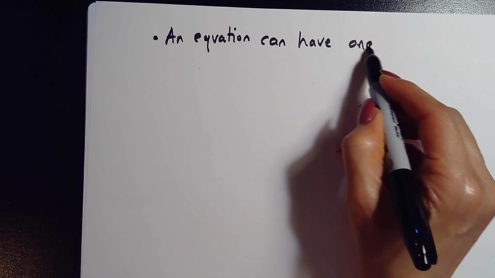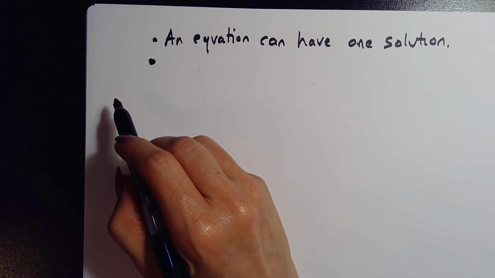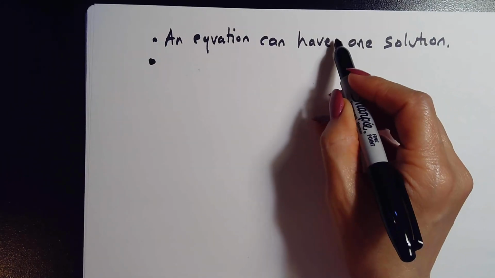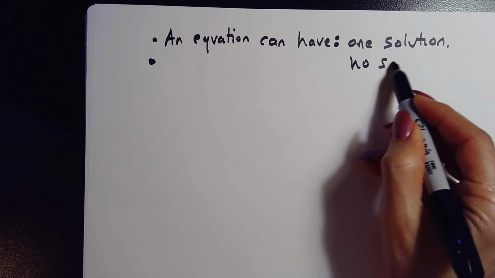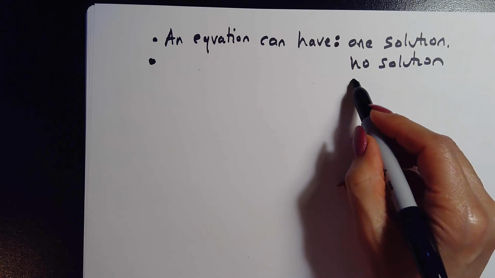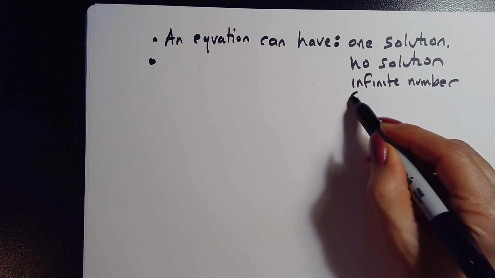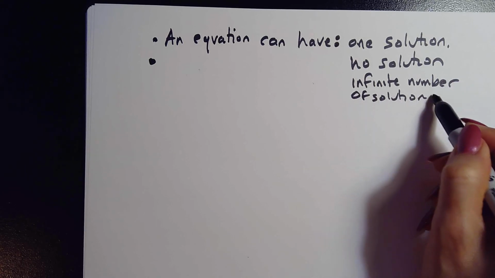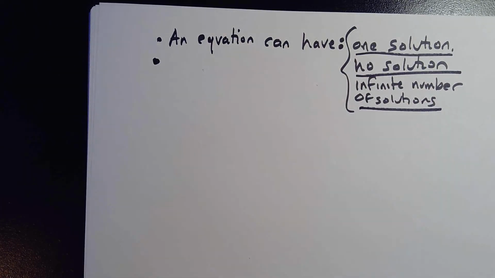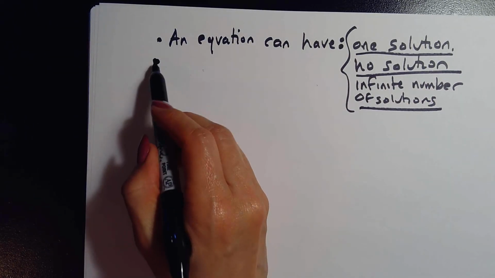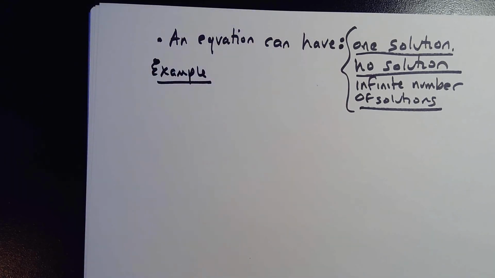one solution. That's one case. Can have one solution. No solution, or an infinite number of solutions. So 3 cases: one solution, no solution, or an infinite number of solutions. So for example, we're going to consider examples of each.